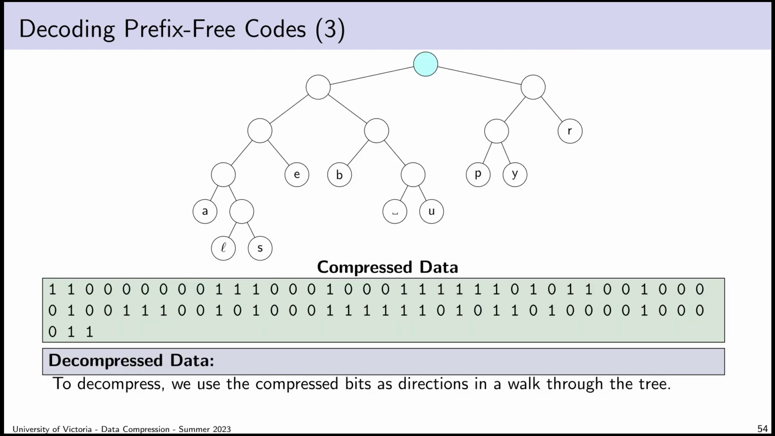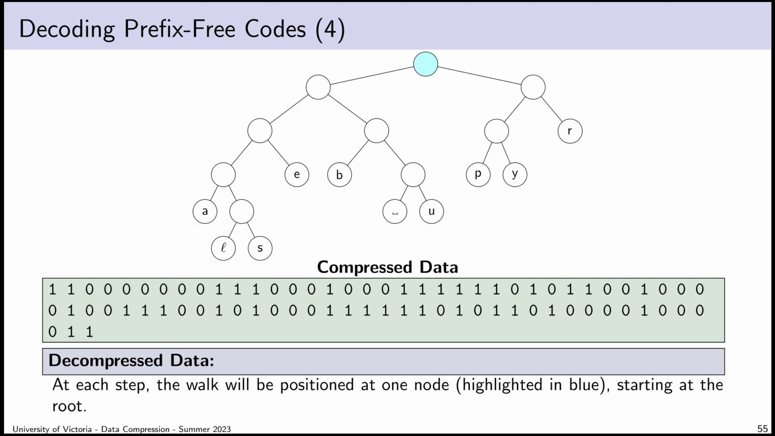So if I recover the tree, it turns out decompression is pretty fast. I can decompress in time linear in the number of bits, basically. What I do is represent my walk through all the bits from left to right as a walk from root to leaf in my tree. So before I've read the first bit, I start at the root.